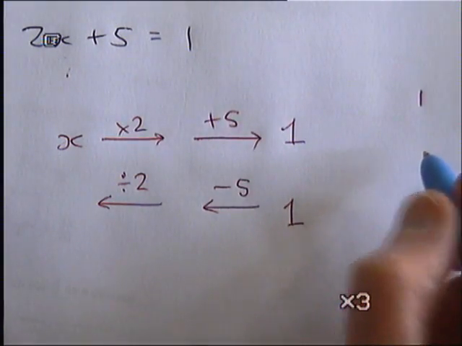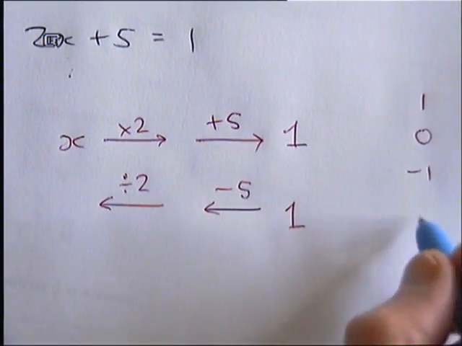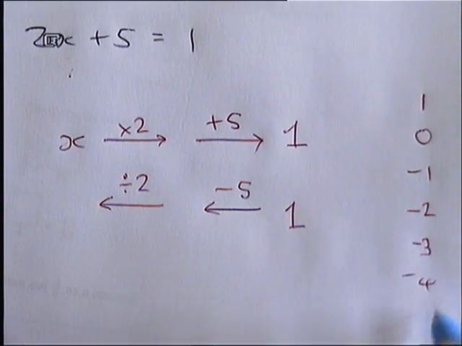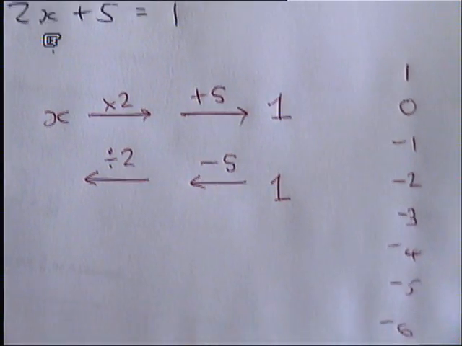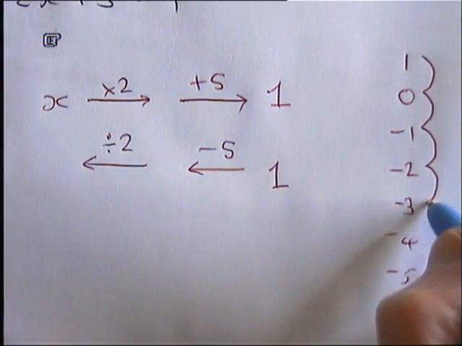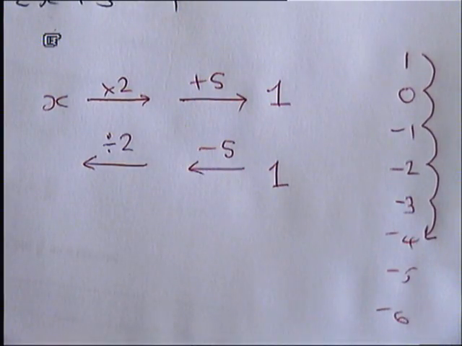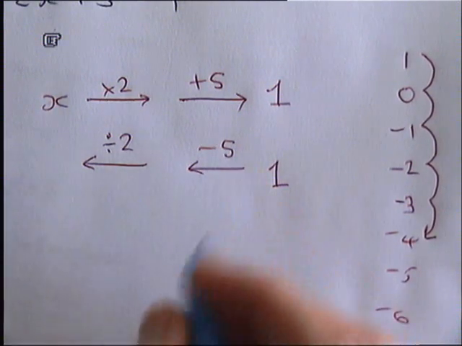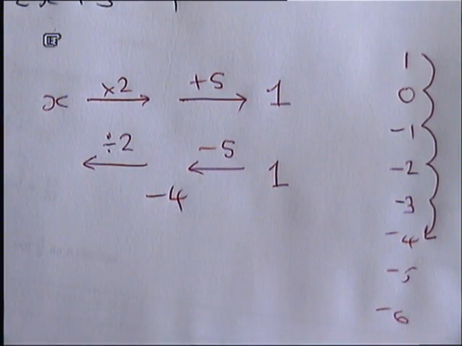Well, there's a 1. If I go down my number line, going down my number line is going in this direction. If I go down my number line 5, once, twice, 3 times, 4 times, 5 times, that gives me minus 4. So 1 minus 5 is minus 4.